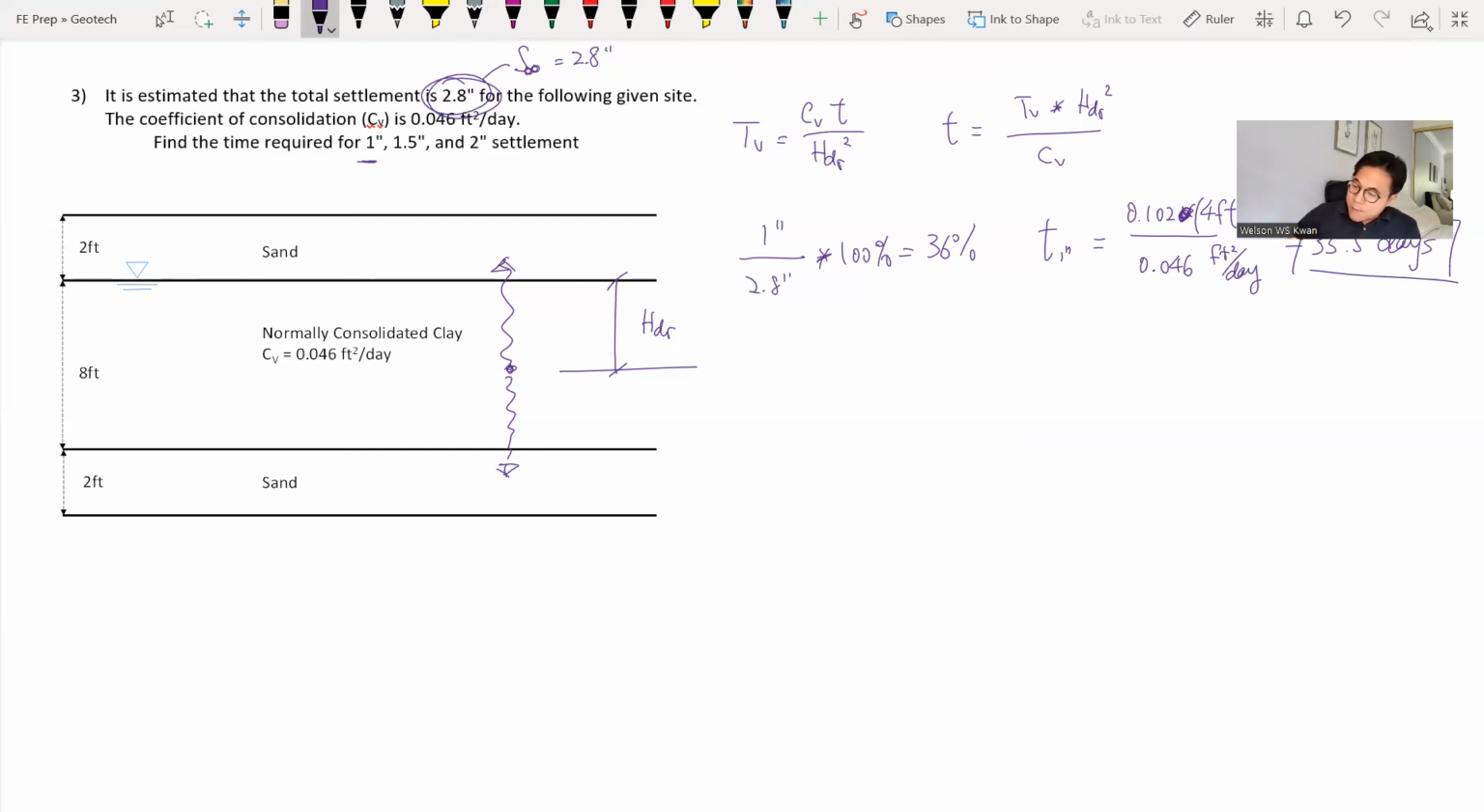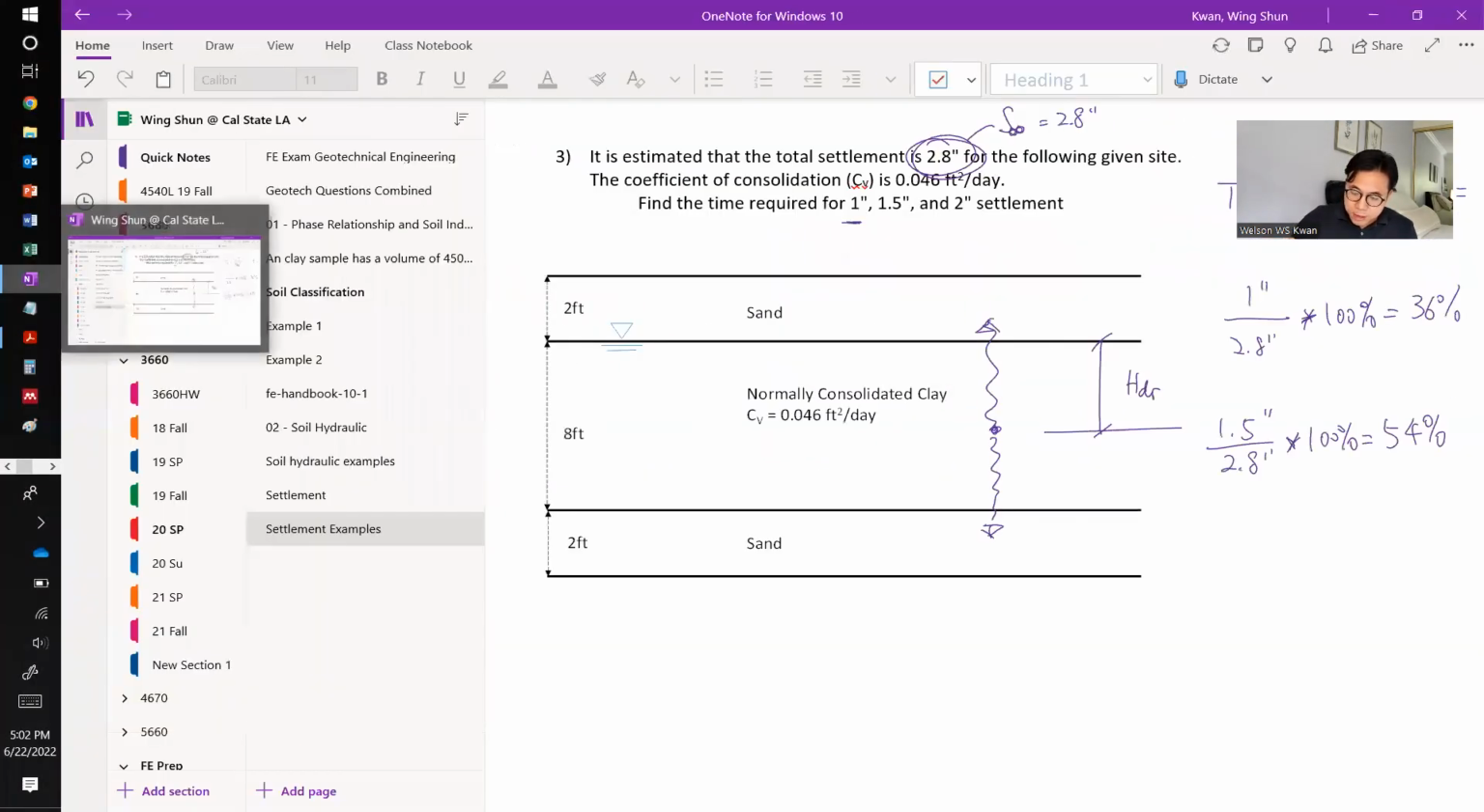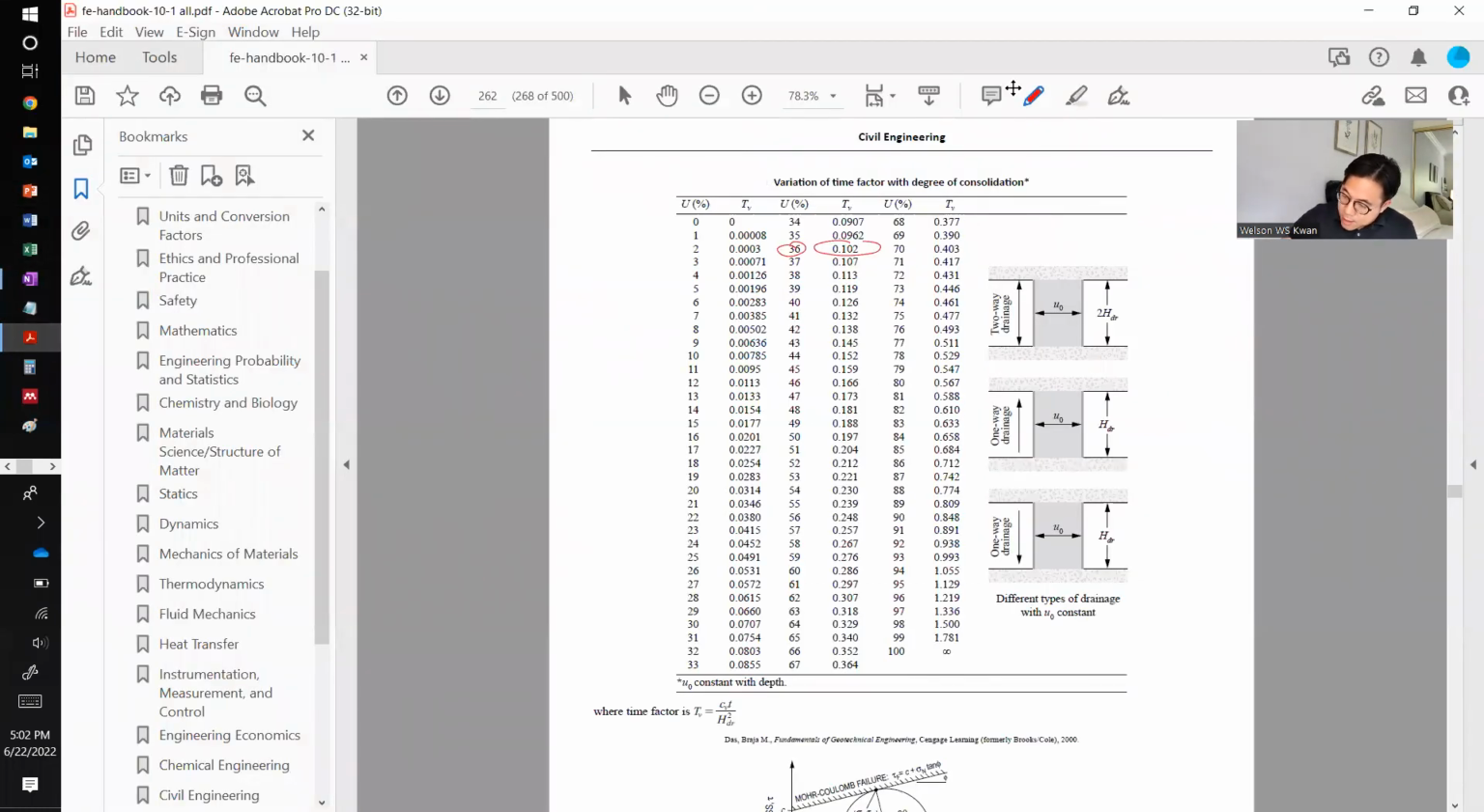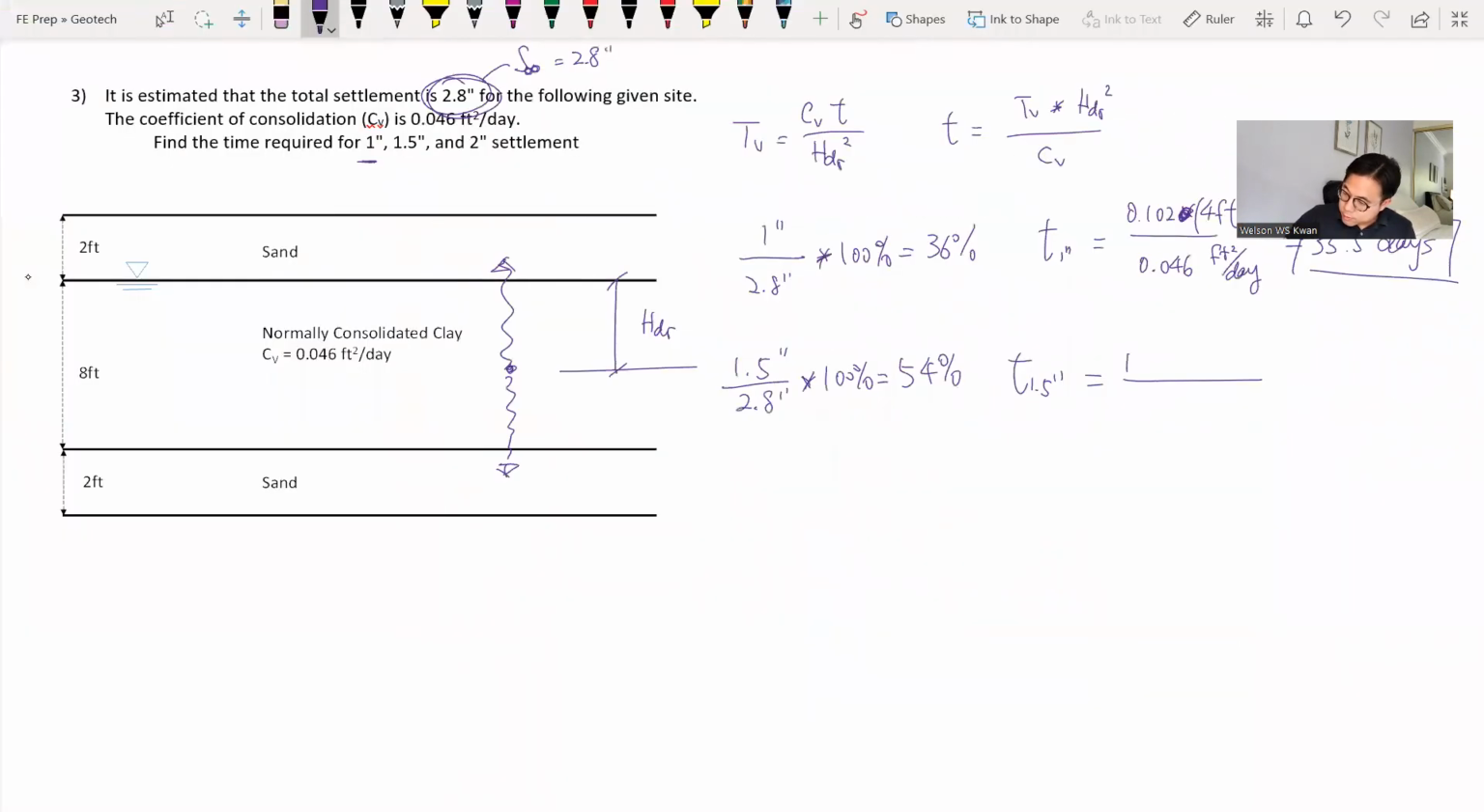So similarly, for 1.5 inch, similar procedure, we want to know the percentage corresponding to that, which is 54%. So at 1.5 inch, how long does it take to get there? We know this corresponds to 54% consolidation. And if we go back to our manual again, the 54% is 0.23 right there. So this is 0.23, same drainage path again, same C sub V coefficient of consolidation. And we do our math, this corresponds to 80 days.